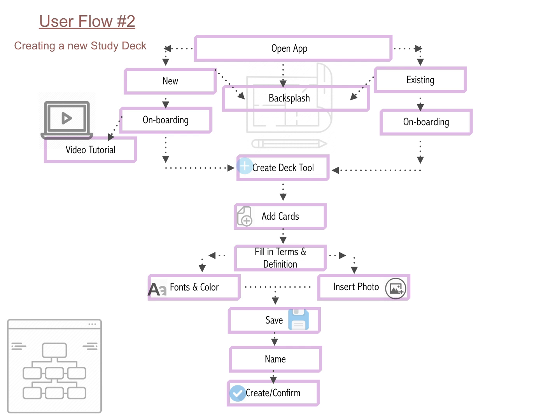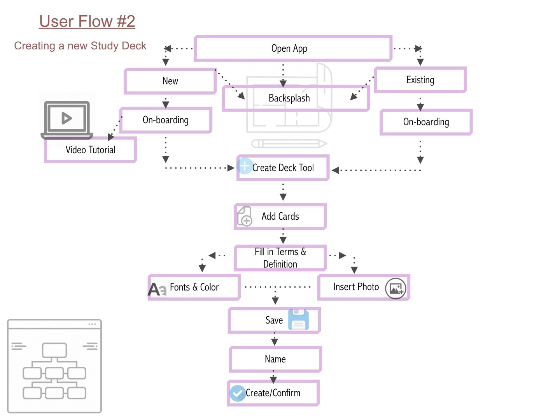User Flow 2 is creating a new customized study deck. When you enter the app, you are taken to the onboarding backsplash page. You can then choose to create a new account or log into an existing account. If you choose to create a new account, you are then transitioned to the onboarding video tutorial that plays a short clip of all the features within the app. You may also choose to skip the video.